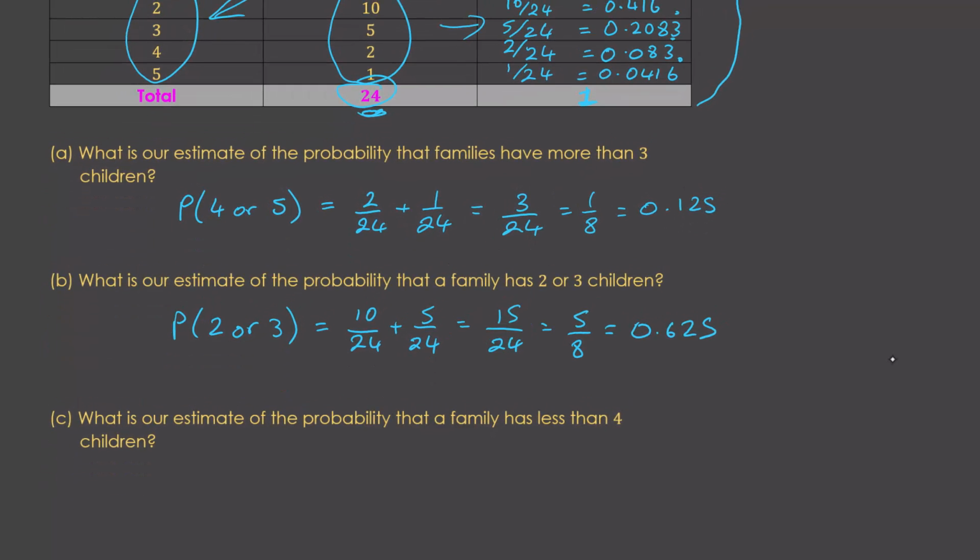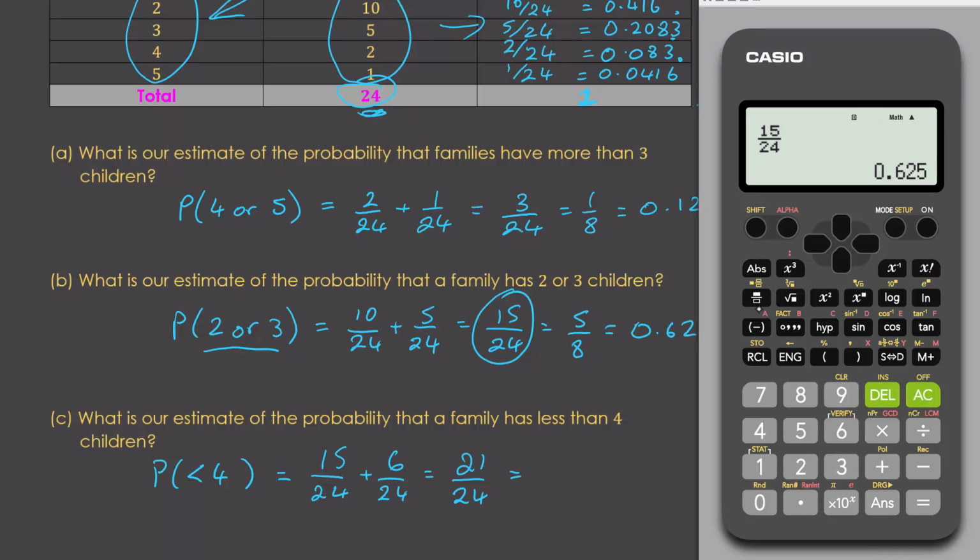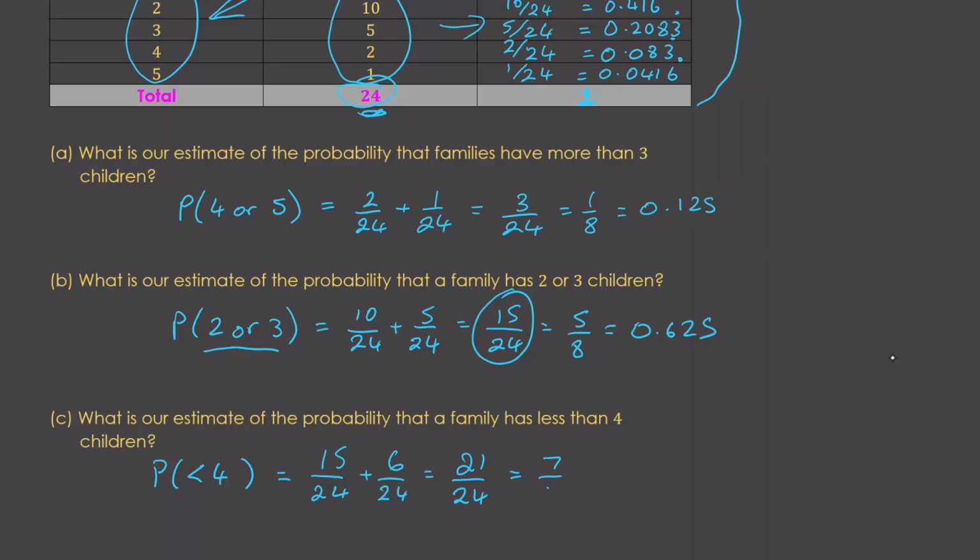What is our estimate of the probability that a family has less than 4 children? So probability less than 4, and of course that's going to be 1, 2, or 3. So I know that 2 or 3 was 15 out of 24. And all I need to do is add 1 to that. So that's going to be 21 out of 24. Again, it does simplify quite easily, but let's just use the calculator so we can get both the fraction and the decimal nice and quickly. So 7 out of 8, which is 0.875.